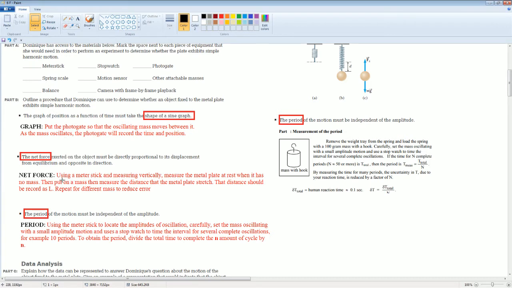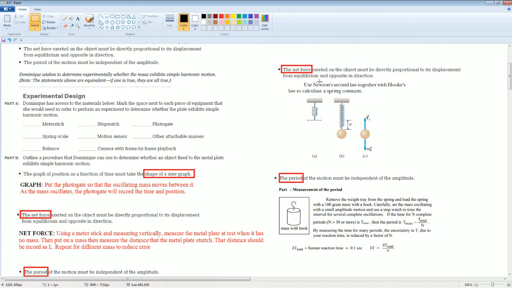The net force. Here you're going to use the meter stick and you're going to measure it vertically. You're going to measure it first when it's at rest without the mass, then with the mass, and then you're going to measure the distance that the mass stretches it. Here I labeled it D, but in this problem, the distance should be recorded as L, the length. And you're going to repeat this for different masses to reduce the error.